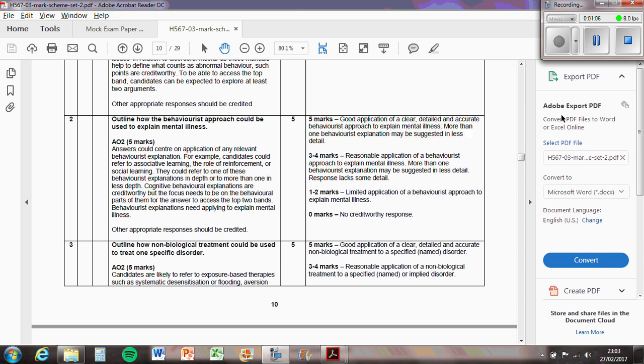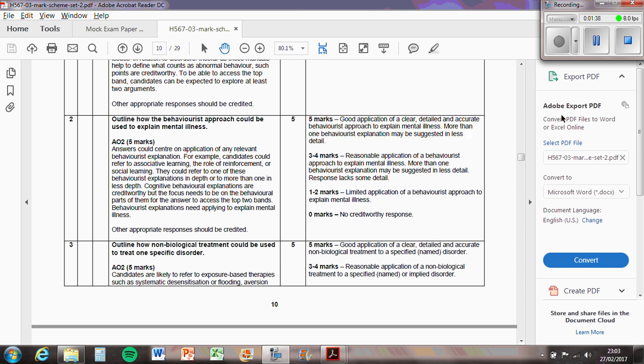More than one behaviourist explanation may be suggested in less detail. So you could talk about classical conditioning, and you could talk about operant conditioning as well. So you could talk about both of them. If you mention classical and operant, but then you only talk about one of them, you're probably going to lose a mark because it's not a good application. It's not detailed because you've only got one of them in there. So if you're going to put 2 in, make sure that they're both explained in equal amounts, or 1 for 3 marks, 1 for 2 marks.